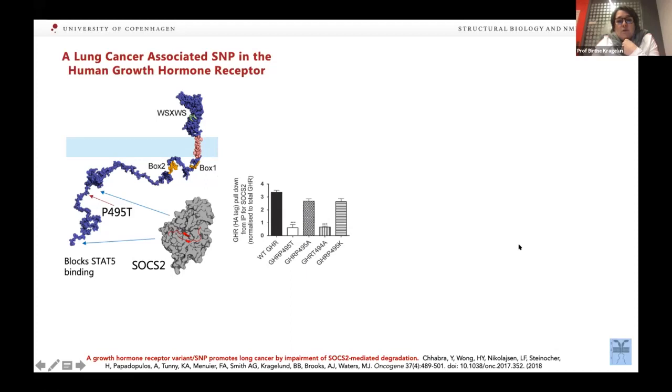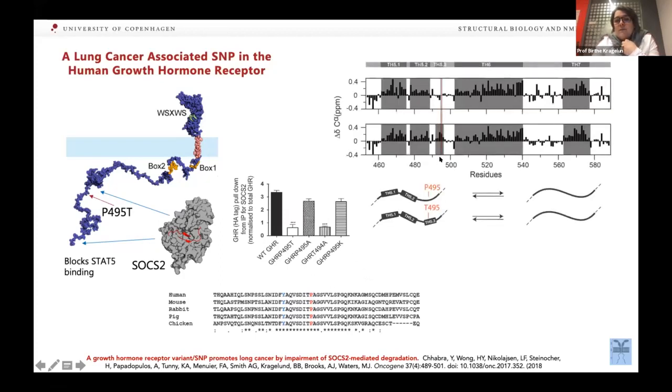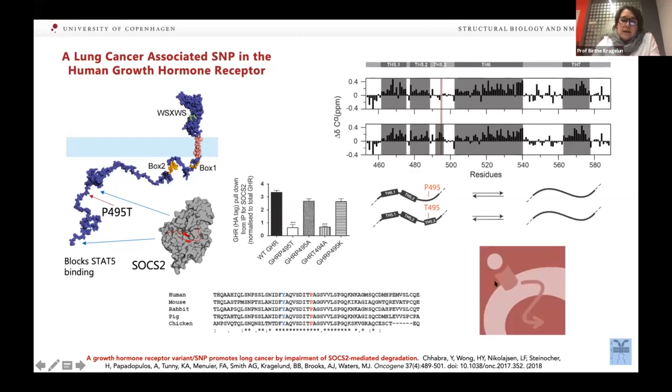And when we look at the conservation of these sites in the different species, we can see that among a lot of unconserved regions in the disordered region, there's this island of conservation where we can see the tyrosine, and here's the proline that is mutated to a threonine. We can then do the assignment of this, and when we mutate this to a threonine, we get induced helical structures here, and we know that it binds an extended structure, so this shifts the equilibrium enough to stabilize the growth hormone receptor at the membrane, leaving it to signal further on.